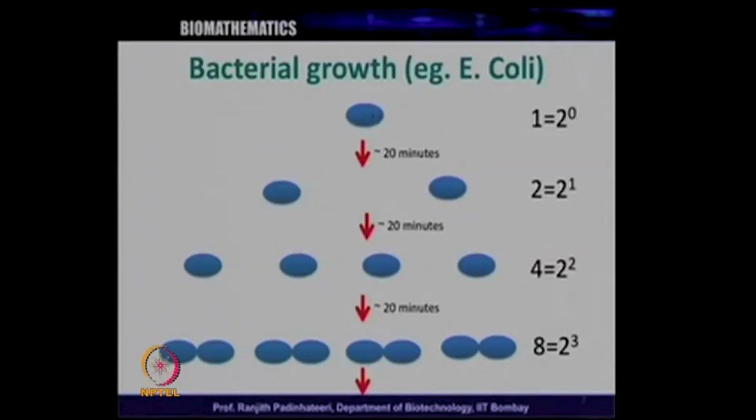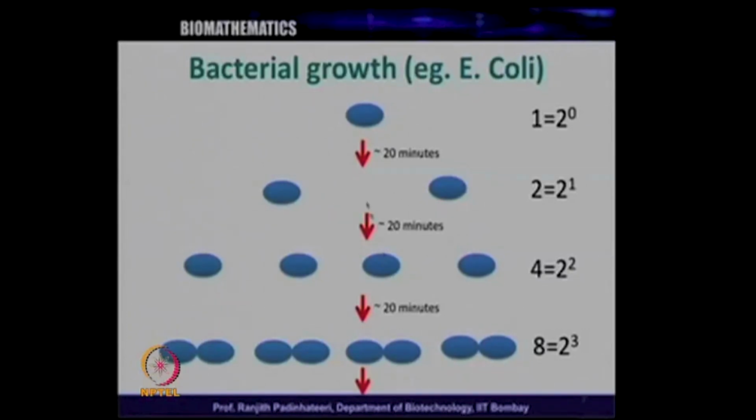So to begin with, let us say you have one E. coli, and in about 20 minutes the E. coli will divide into two. So you will have two E. coli. So this is the first generation. So 20 minutes is over, so it's 2 power 1. The number of bacteria is 2 power 1, which is 2.